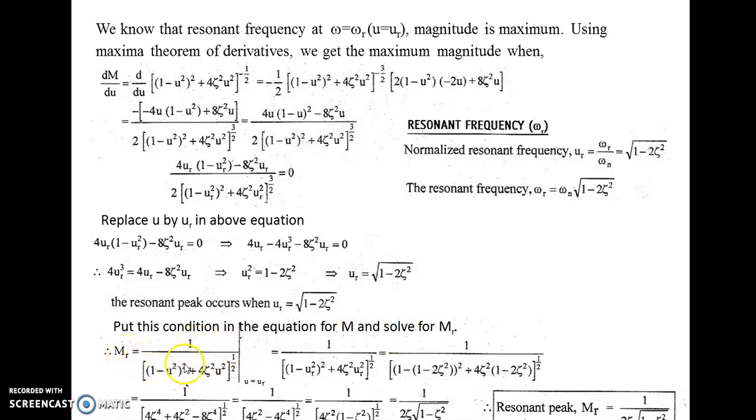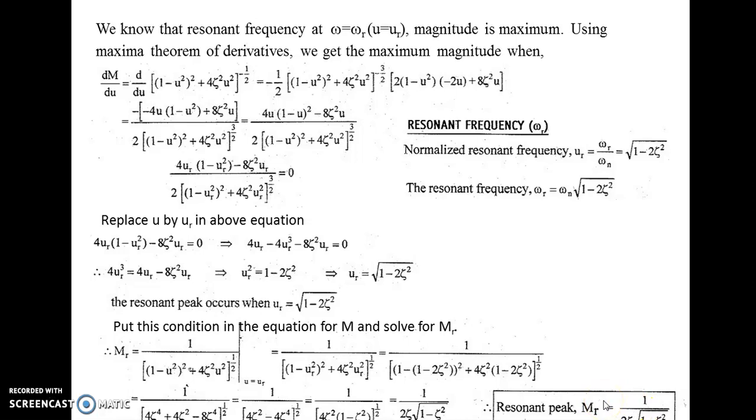Mr is equal to 1 over, just substitute u equal to ur in that condition and simplify, you will get the expression 1 over 2 zeta into square root of 1 minus zeta square. Therefore, the resonant peak, denoted by Mr, is equal to 1 over 2 zeta into square root of 1 minus zeta square. This is the final expression for the resonant peak.